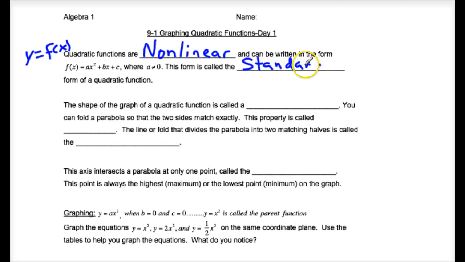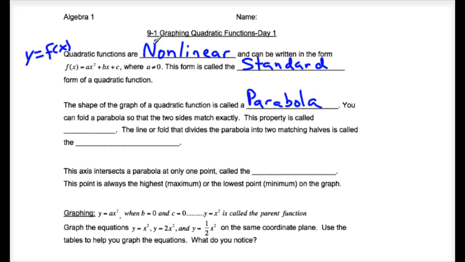There are two forms of the quadratic equation. The other form is called vertex form. You don't need to know that one yet. That's later. Standard form. All right, the shape of a quadratic is called a parabola. Do not call it a parabola. That sounds like a bad disease. Okay, a parabola.